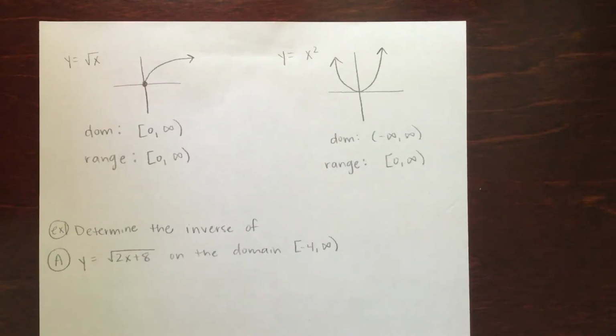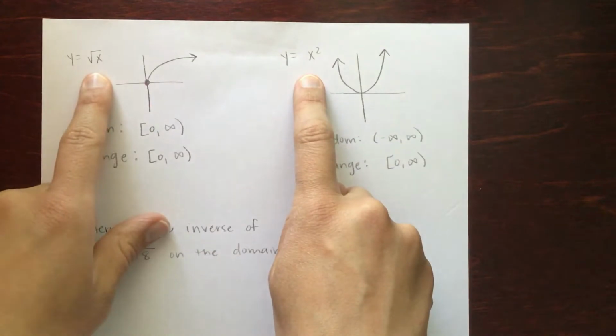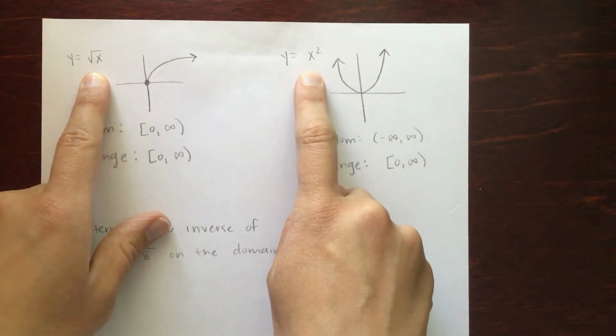Technically, in order for a function to have an inverse, it has to be one-to-one. But if we think of inverses as functions that undo each other, wouldn't we expect x squared and square root of x to be inverses?